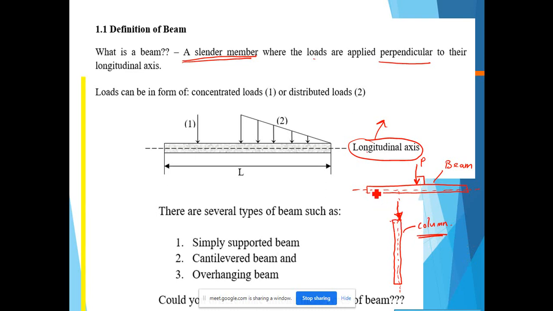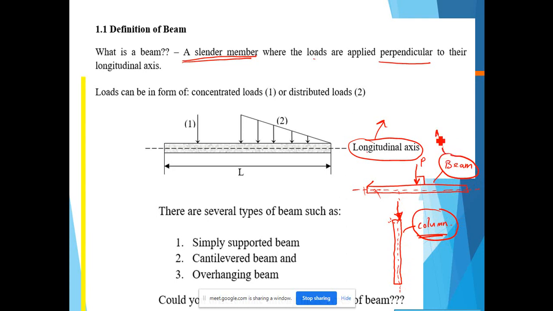So you can see here, this is the same slender member, but one is positioned horizontally, one is positioned vertically, and the load is applied 90 degrees in one case. The load is applied parallel to the longitudinal axis in the other. So this one we call a column. This one we call a beam.